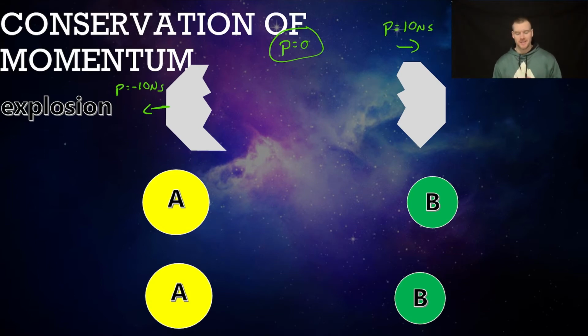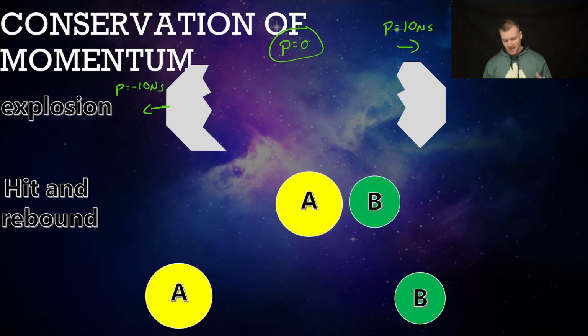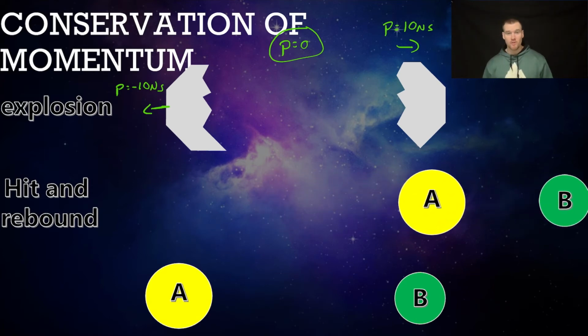Let's look at another example that I call hit and rebound. This is when we're going to have objects hitting into each other and then bouncing off. In this case, they're actually going in the same direction. So I have them moving together, bouncing, and continuing in the same way. So I'll try and illustrate that. A comes in and hits B, and they bounce, and then they're going to end up moving still in this direction, but at different speeds.